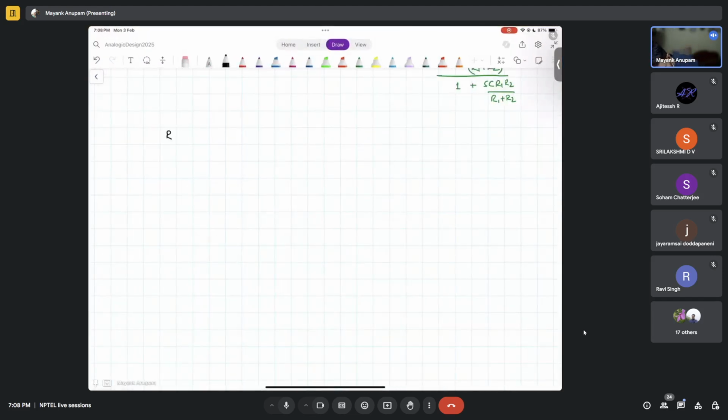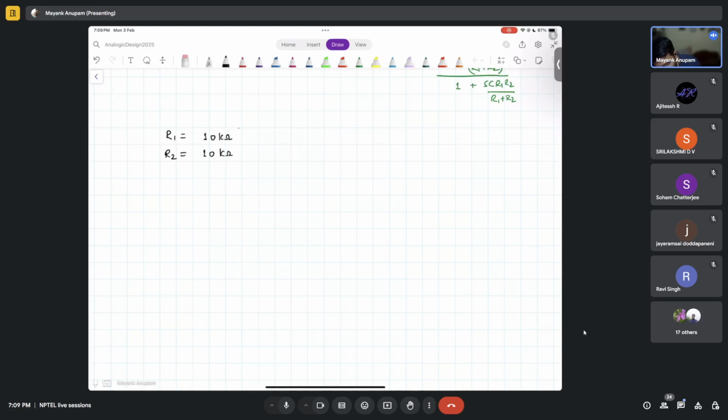Let's say you have a resistor given. Let's say it is 10 kilo ohms. When you buy it in the market, you will never get a resistor exactly 10 kilo ohms, isn't it? Let's say you have another resistor that is also supposed to be 10 kilo ohms, isn't it?